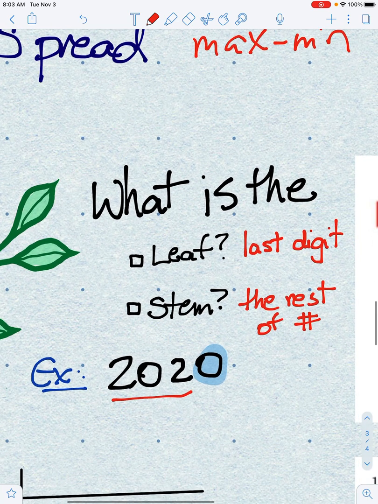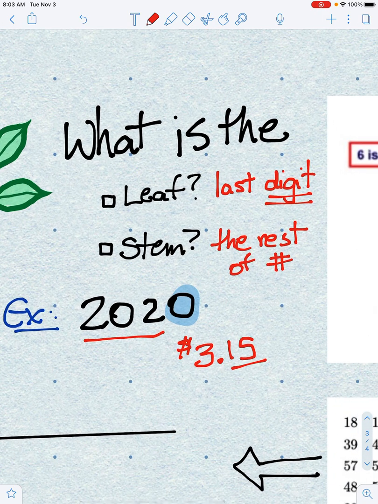Another example would be, let's say you're buying gas for $3.15. This is kind of weird because that decimal spot tends to fool us, and some people want to say 15 cents. But remember, it's the last digit. So in this case, we would have 31, and then 5 would be the leaf. Okay? So remember, it's always the last number in the number, so to speak.